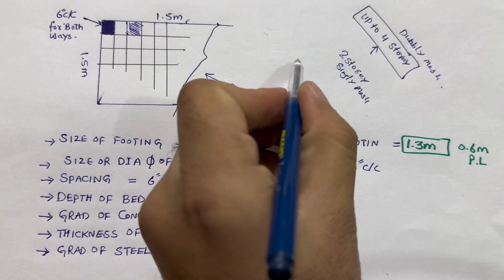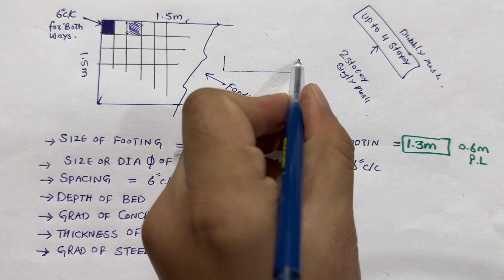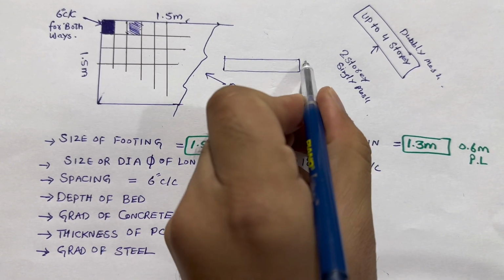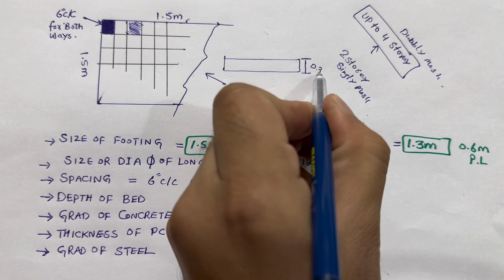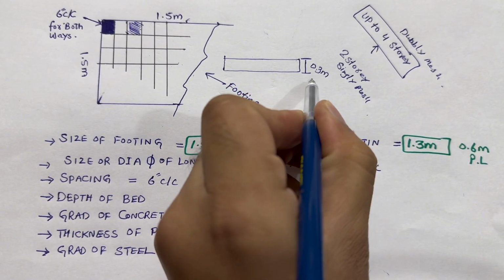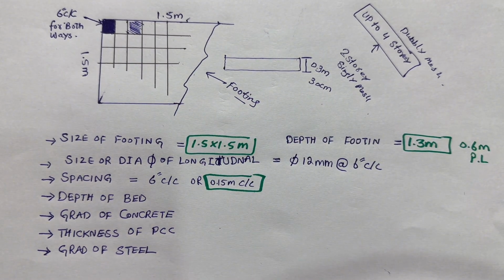Let me make a section, guys. You can see this is the section for this footing. So here this is the bed depth, and the bed depth should not be more than 0.3 meter, or you can say 30 centimeter. What is bed depth? Let me guide you for the bed depth. So this is bed depth.